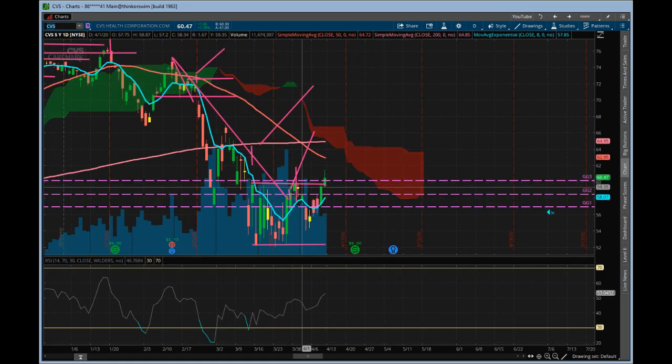Yeah, so CVS, pretty interesting right here. It's trying to get out of a couple of key pivot levels. Decent volume on Friday, a little bit of an upper shadow. See if we can break above Friday's high for more strength.